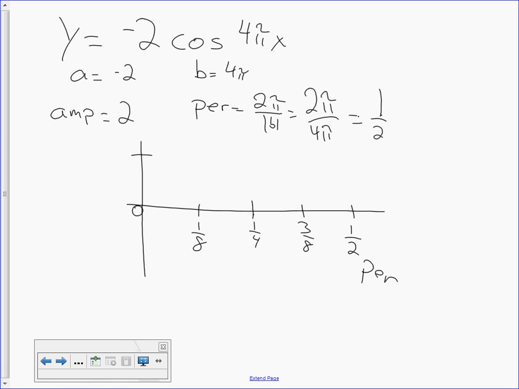Cosine always starts at your A value, whereas the sine function always starts at 0. What's my A value here? -2, not my amplitude. My A value for cosine here is -2, so I start at -2, and then I work my way up and back out.